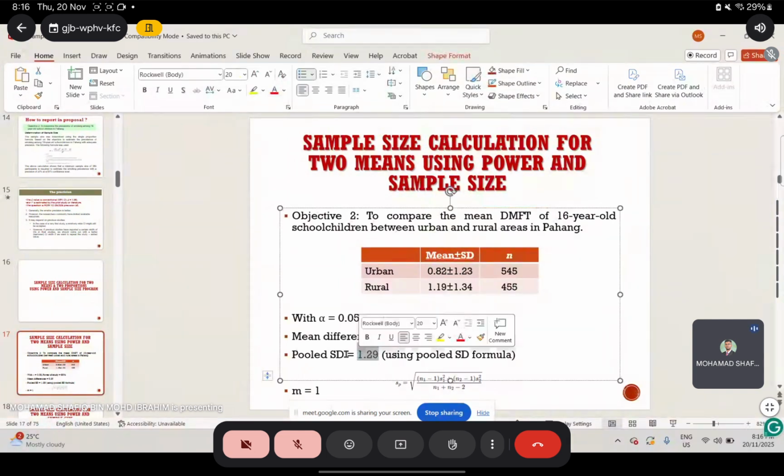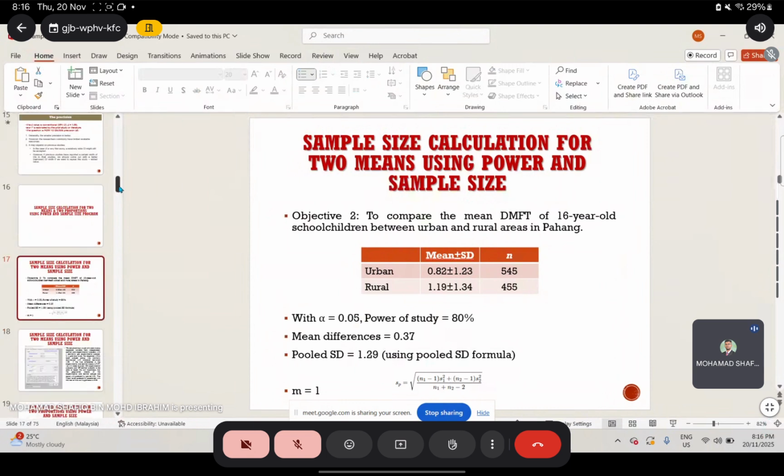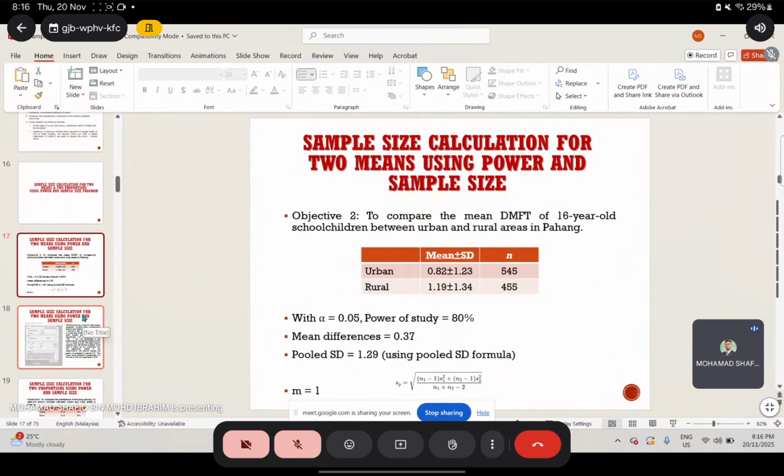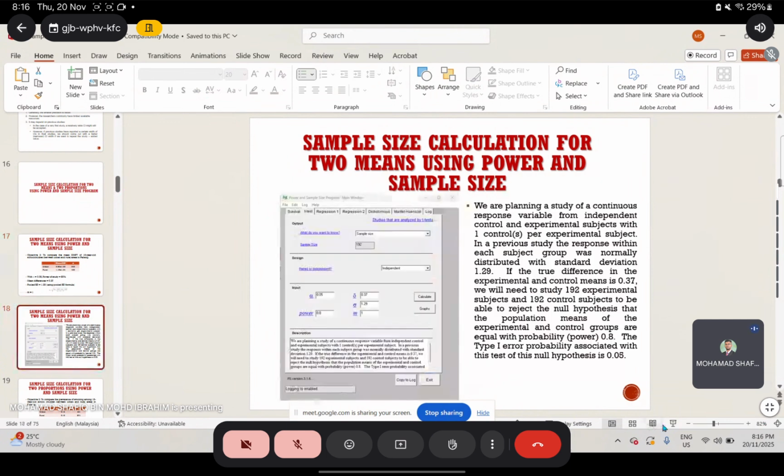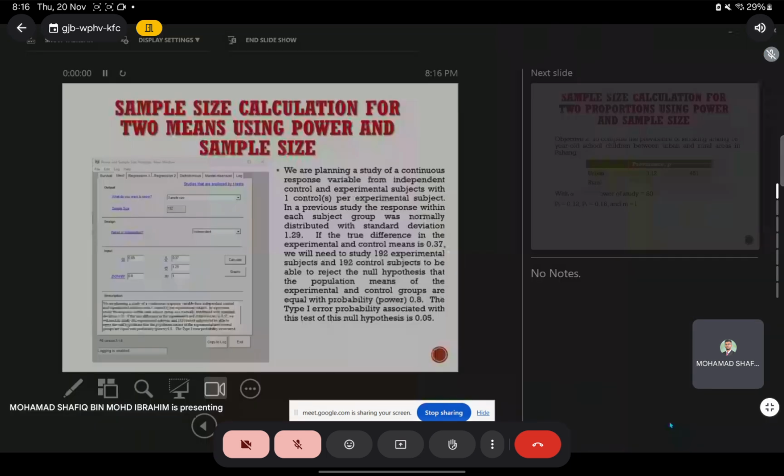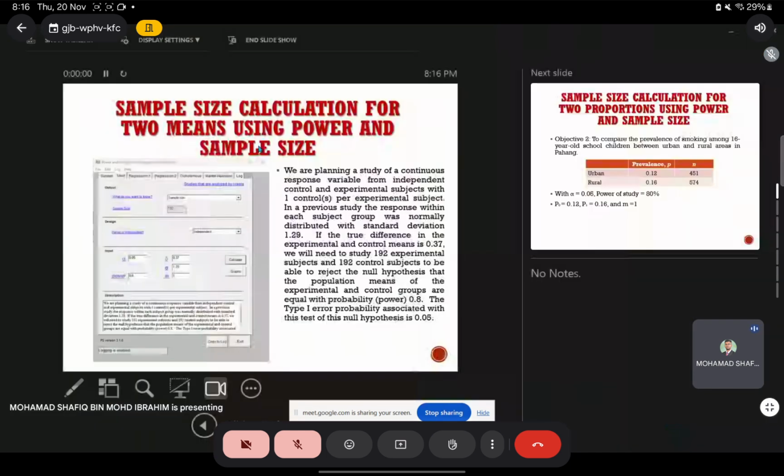So basically, these are the values that you need to enter into the software later, so that you can estimate the sample size that you need. Okay, for example here, we will select the t-test here. So what do you want to know? Sample size. Okay, paired or independent.